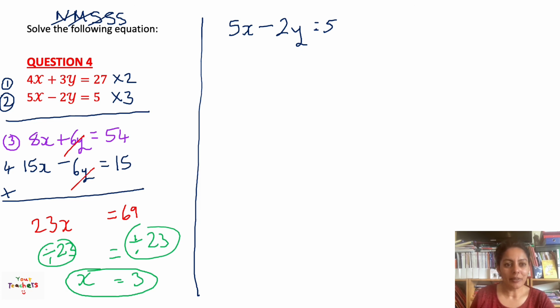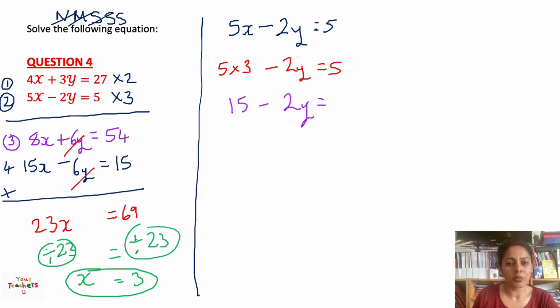So here is equation 2. I'm just double checking so I don't make any mistakes. 5x, take away 2y equals 5. Right. And now I'm going to put that x in. So x equals 3. So it's 5 times 3, take away 2y equals 5. So this becomes 15, take away 2y equals 5.